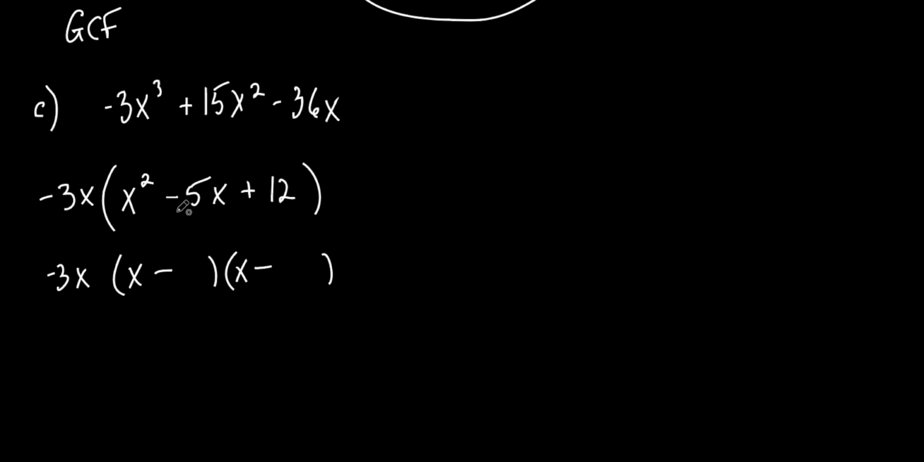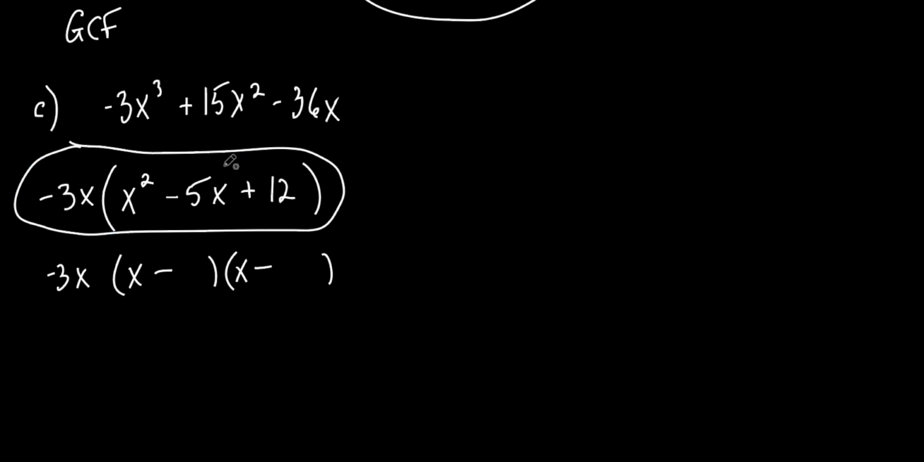12 and 1. Is there any way you can get a negative 5 out of those? No. What about 3 and 4? There's no way I can get a negative 5 out of that. What about 6 and 2? That's a little closer, but still, I can't get a negative 5 out of this. So, guess what? This is as far as I can go. All right? Because even though that looks like a trinomial quadratic or quadratic trinomial, it doesn't factor.